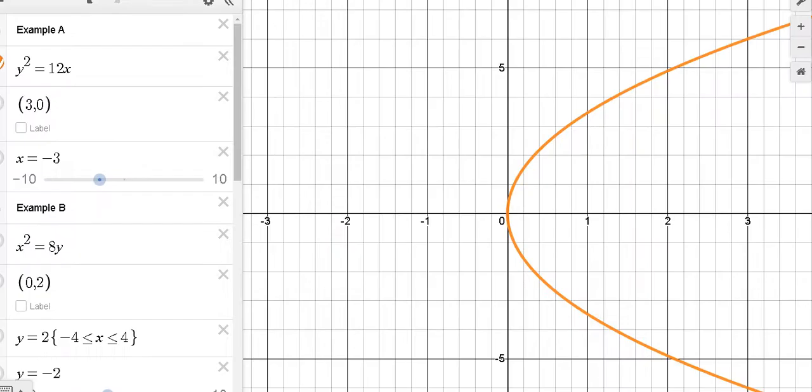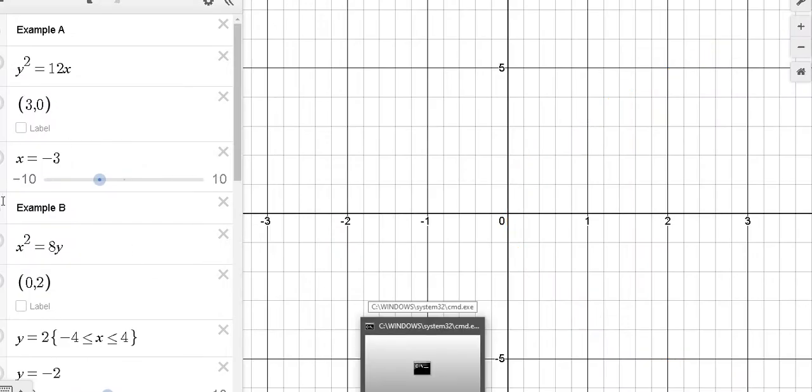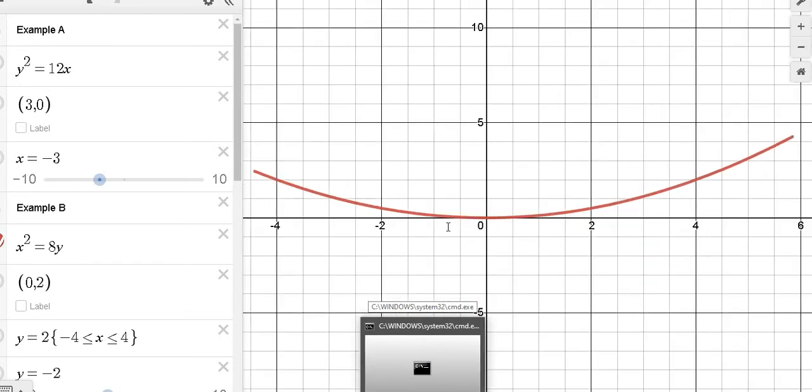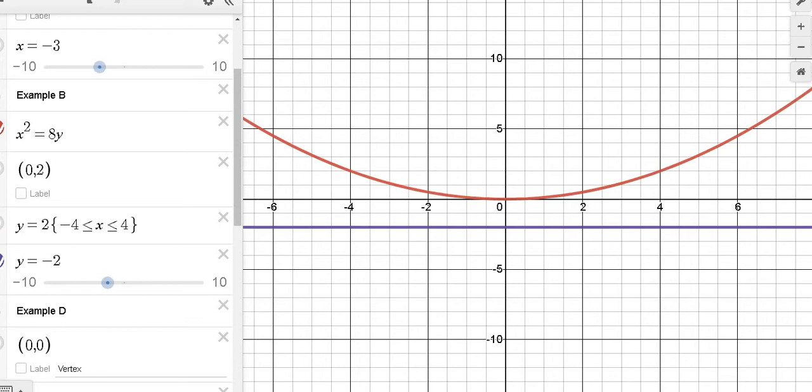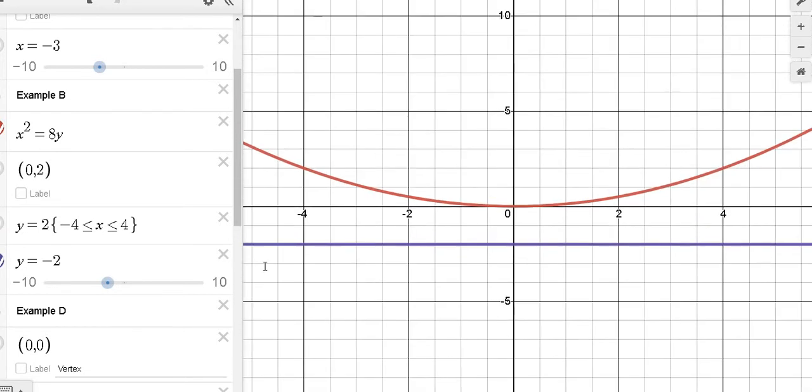So let's take a look at its graph. Put that in right here. Kind of zoom out a little bit. Now, the directrix has to be on the other side of this parabola. A parabola does not cross the directrix. So the directrix is right here at y equals -2, a distance of 2 away from the vertex. 2 away the other direction is going to be right here. That's going to be our focus right there. So we've got a couple of things there for us.